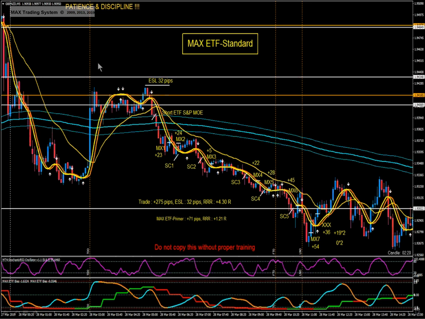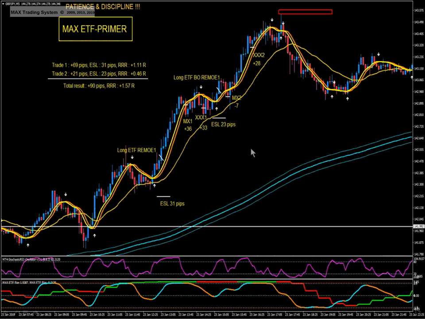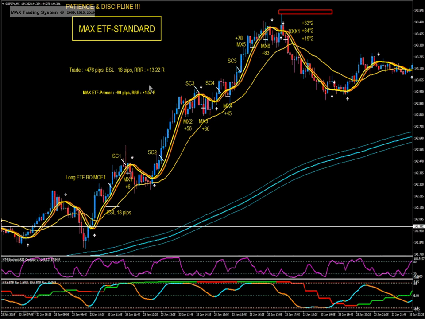So this is an example. These were 2 examples shown in the 5-minute time frame. This is another one with a long trade, this time on the pound yen. I will let you discover the result. And in this example with the Max ETF standard, you can see a very nice reward to risk ratio, 13.2R. This is an example of a trend which lasts for several hours starting around the London Open. The London Open was around this area.